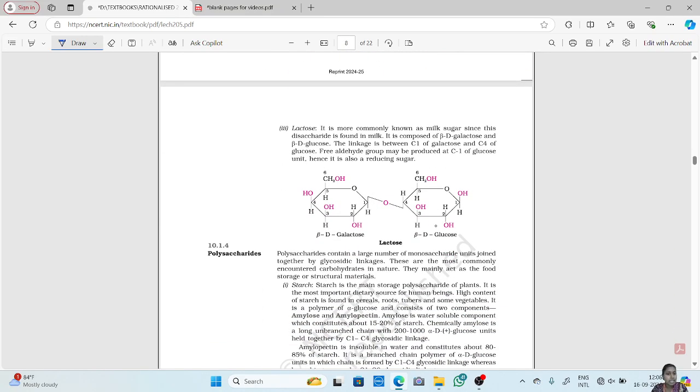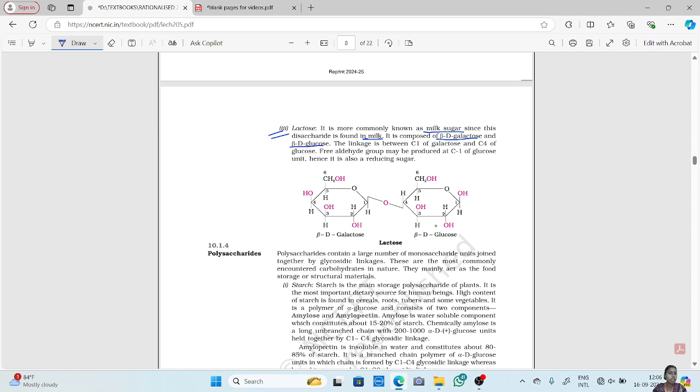Next, the last disaccharide example is lactose. It is more commonly known as milk sugar. Lactose is present in milk and is most commonly known as milk sugar, since this disaccharide is found in milk. It is composed of beta D galactose and beta D glucose.